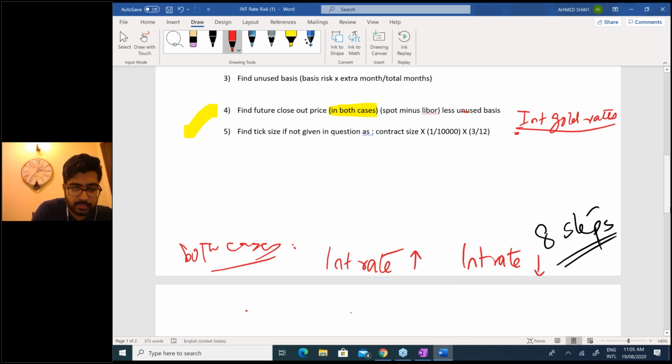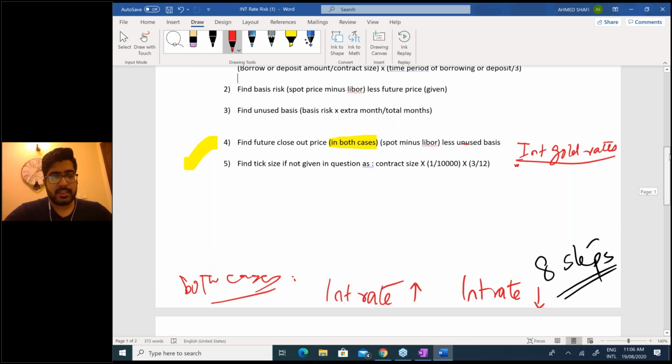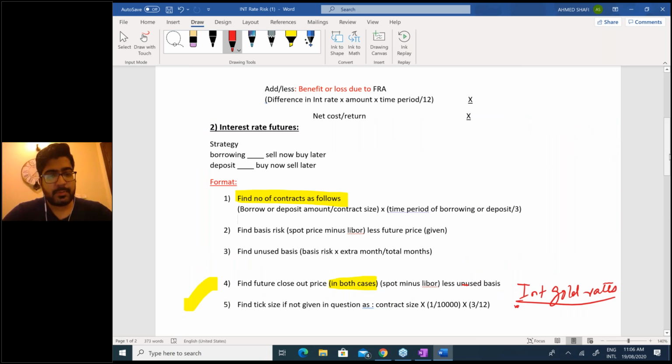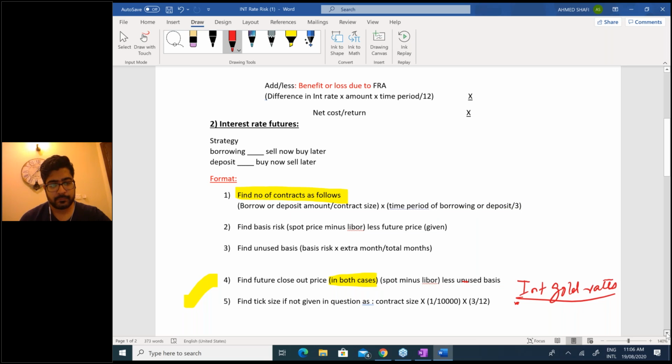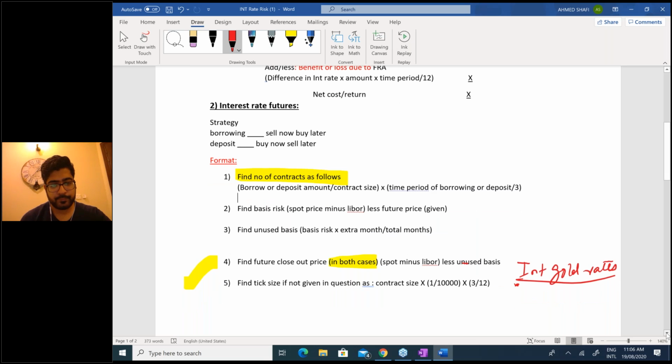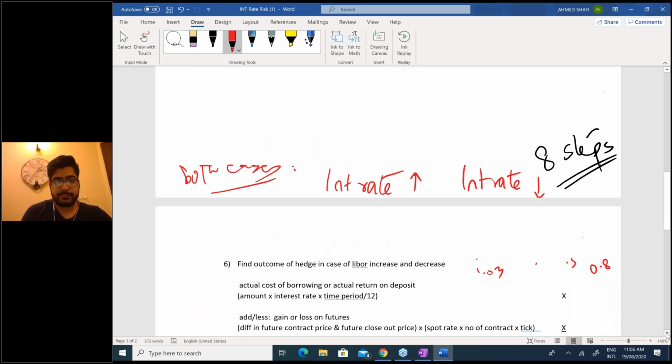So the format states: find number of contracts, borrow or deposit amount over contract size into time period over 3, then basis risk, spot minus LIBOR less futures price, then unused basis, then find future closeout price in both cases, increase or decrease, then find tick. Step 6.